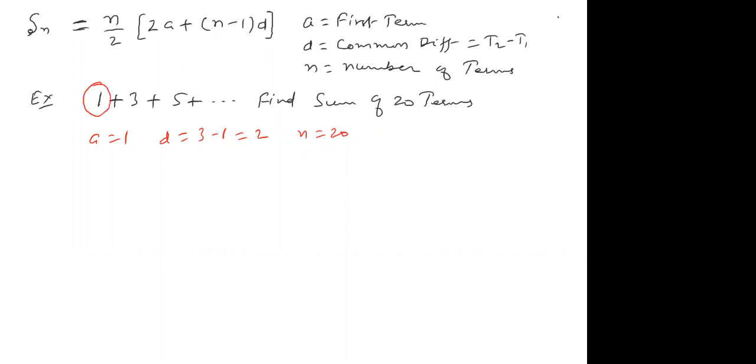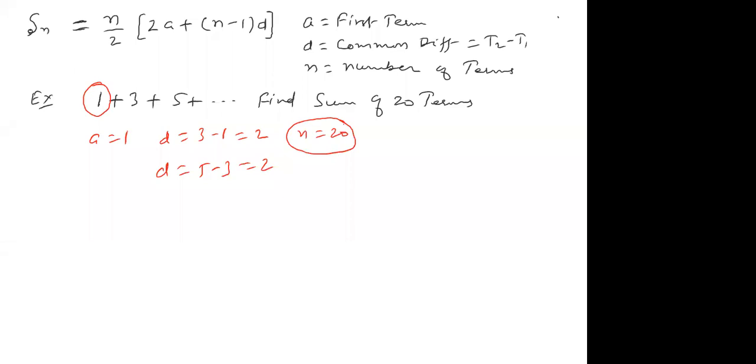So A is 1. What is D? The difference between the second term 3 and the first term, or the third term minus the second term. So D is equal to 5 minus 3. And N represents the total number of terms. That means we have to find the sum of how many terms. In the question, I have asked you to find the sum of 20 terms, so I will put N is equal to 20.